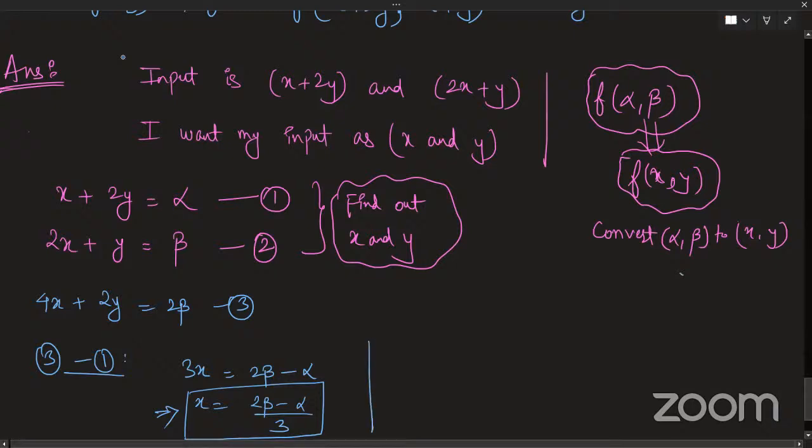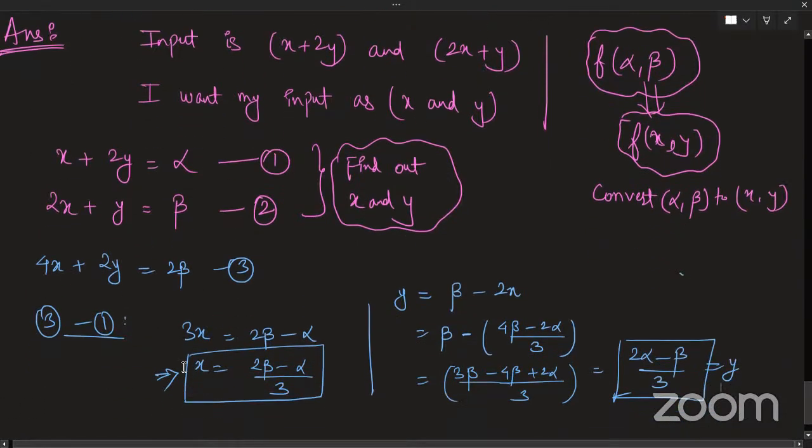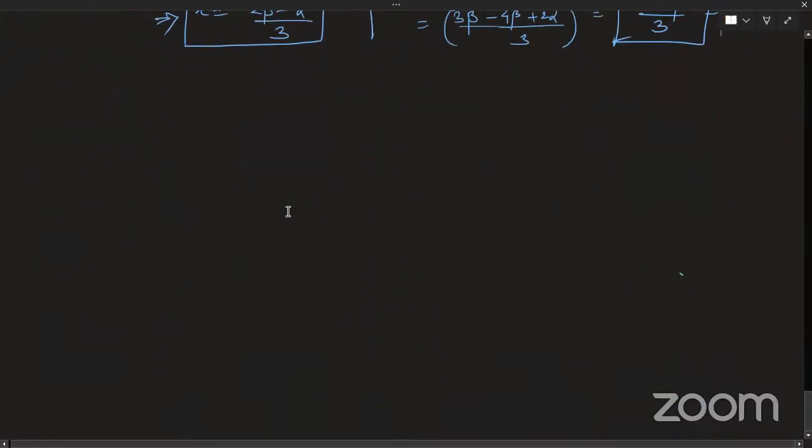Now that I have got x, I will put it here. So my y is equal to beta minus 2x, from the second equation. So beta minus 2 times this, that is 4 beta minus 2 alpha by 3. Now sending this to this side, it is 3 beta minus 4 beta plus 2 alpha by 3. So it is 2 alpha minus beta by 3. This is my y, right? So I have got my x and y in terms of alpha and beta.